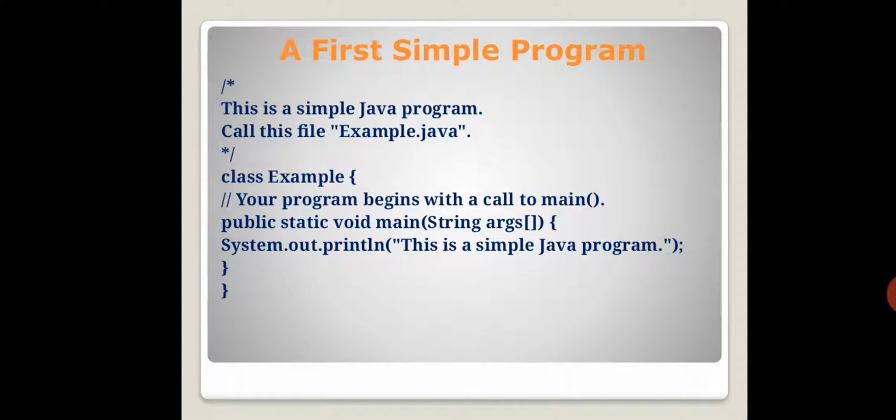So System.out.println. Println is nothing but print the line. You are going to out it, meaning you are going to put that particular information on the screen or on the monitor. Fine. So what you are going to print, this is a simple Java program. If you run this code snippet, you are going to get the output as "This is a simple Java program". The same output will be reflected on your monitor. Now how to run, we will see in the next slide.